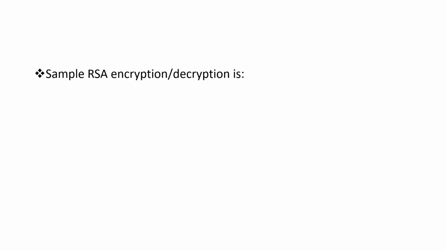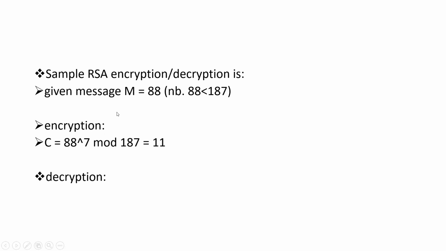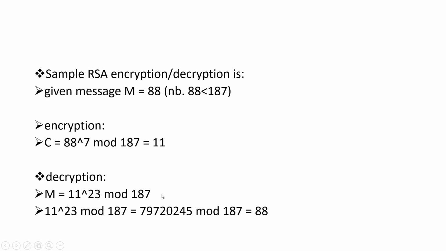Then RSA encryption and decryption. The example is, given a message M is equal to 88. The message is less than n. Then encryption is C is equal to 88 raised to 7 mod 187. In a scientific calculator we apply 88 raised to 7 mod 187, and we got 11. As for decryption, M is equal to 11 raised to 23 mod 187. After calculating 11 raised to 23 mod 187, we got the answer 88. So this is encryption and decryption.